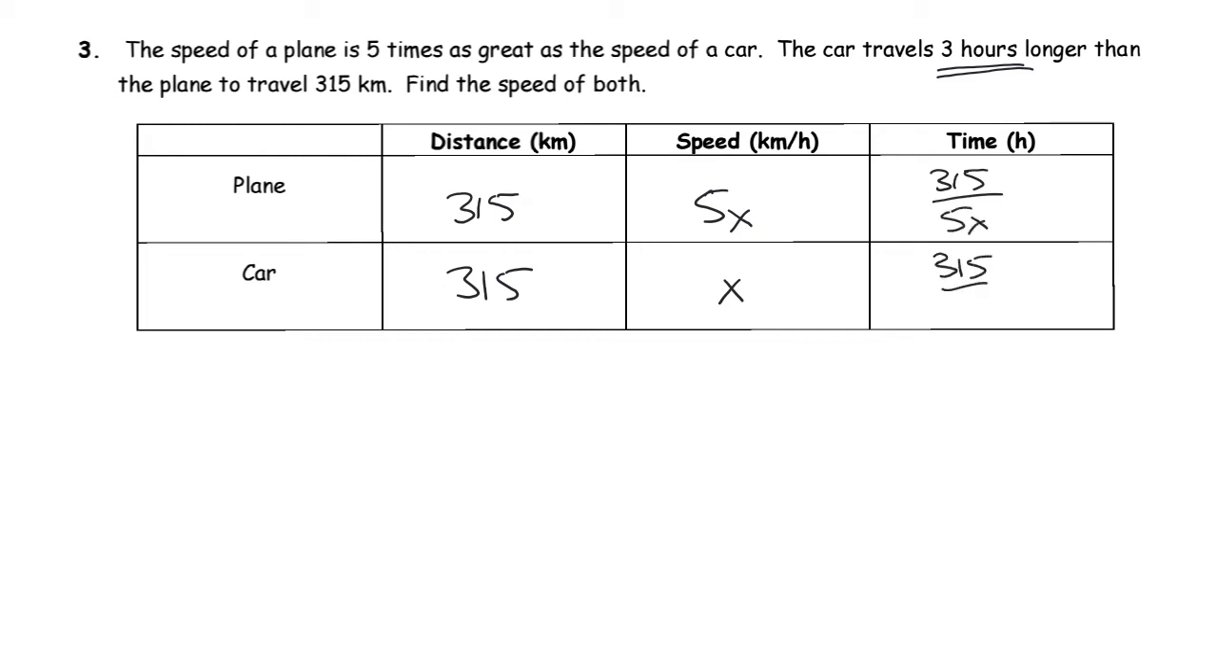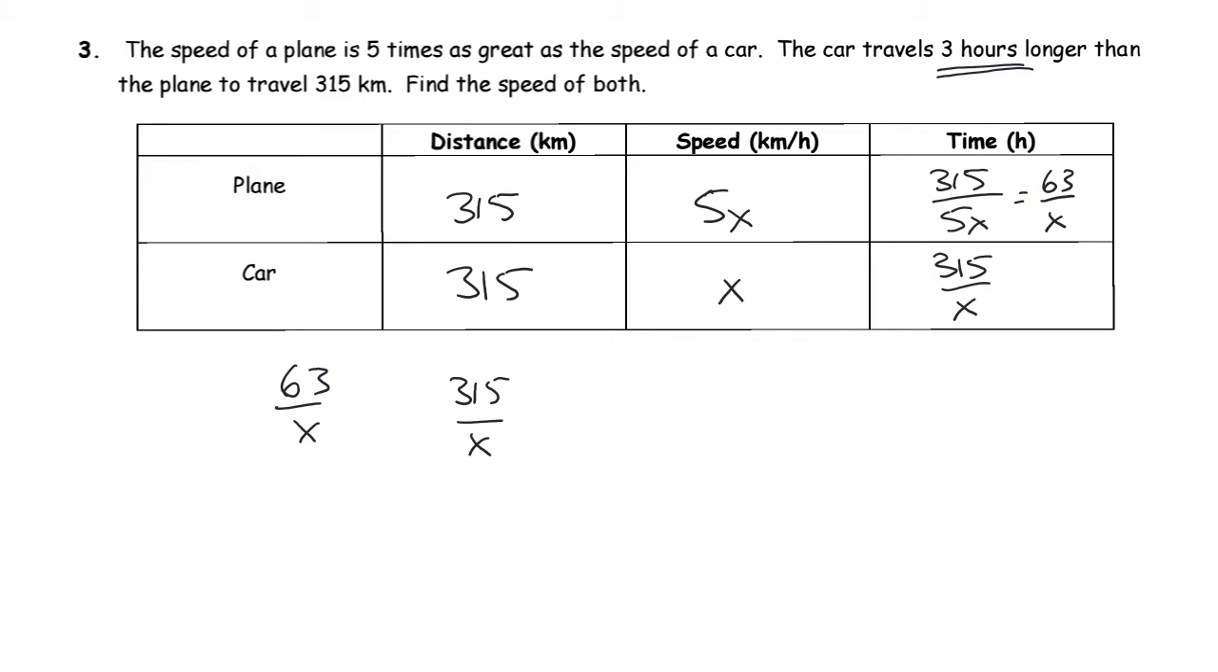Distance over speed. Now, one of the nice things about the way this one is set up is that I can actually simplify this a little bit. This 315 over 5x can become 63 over x. And I like that, that's a little bit nicer here. So now what I've got is this 63 over x, which is the plane, and the 315 over x, which is the car.